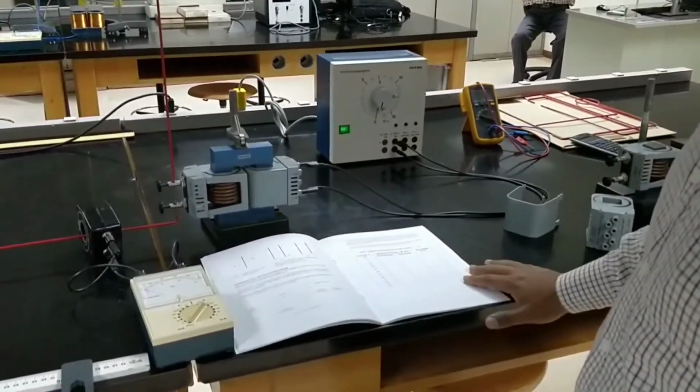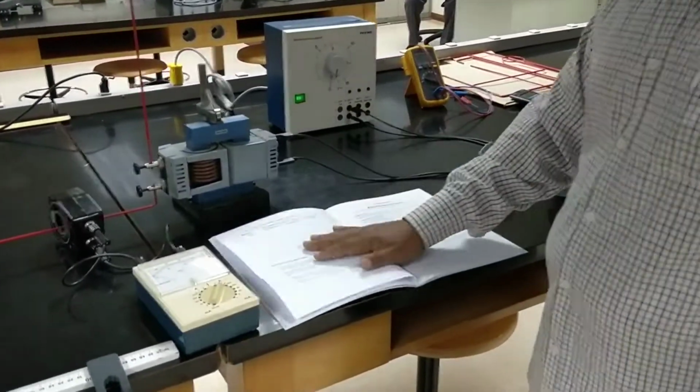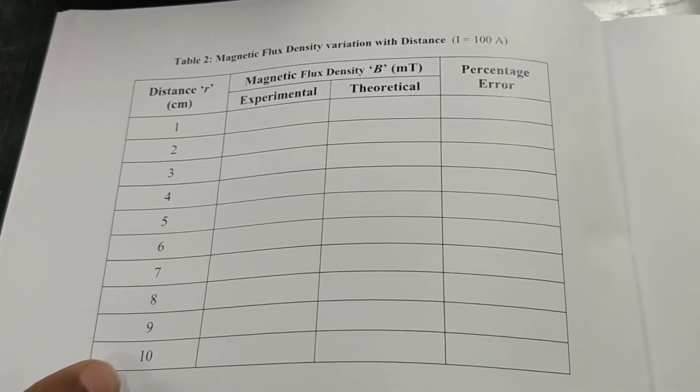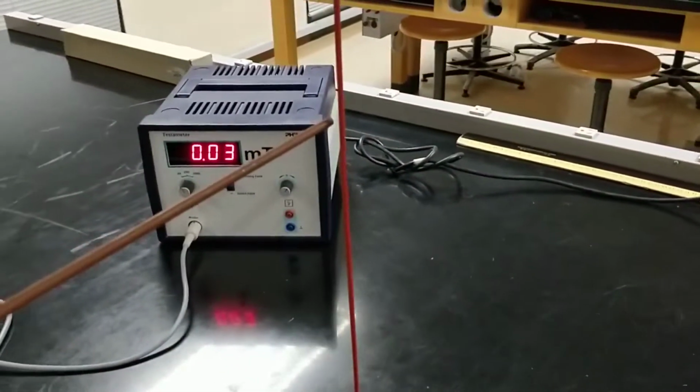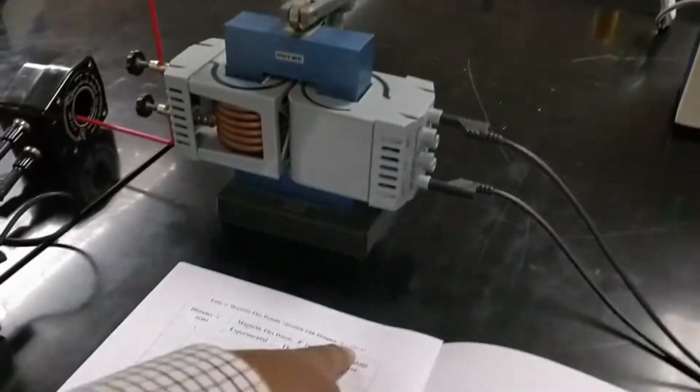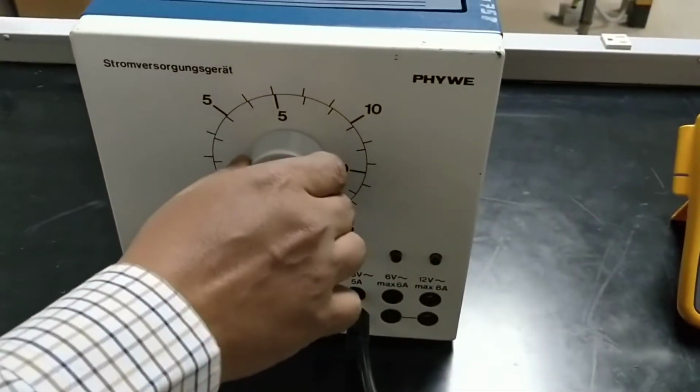Now the second part, which is table number 2, requires me to change the distance for a specific value of current. I will be changing the distance 1 centimeter, 2 centimeter, 3 centimeter until 10 centimeters, and I will be measuring the magnetic field due to each one of those. Now we are setting a current of 100 ampere, so we will put this into 100 ampere.